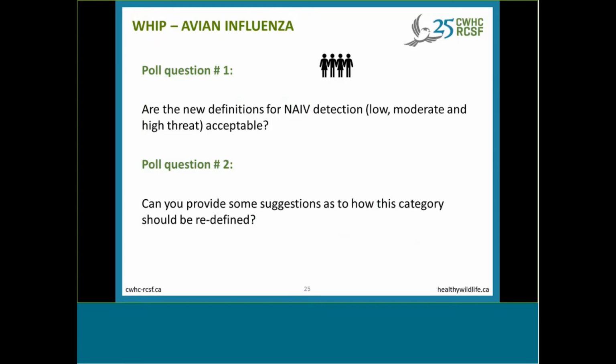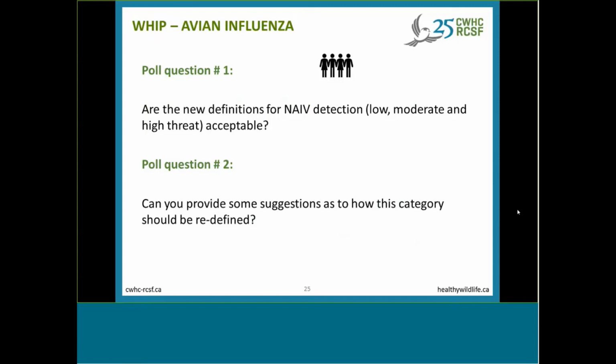Okay, so I've changed the definitions for avian influenza virus detection since our last meeting, and I guess we just want to make sure that you think that this is acceptable. I think the definition should be on the poll as well, and so we'll give you a few minutes to answer these two questions.